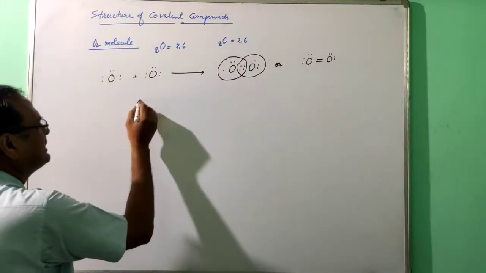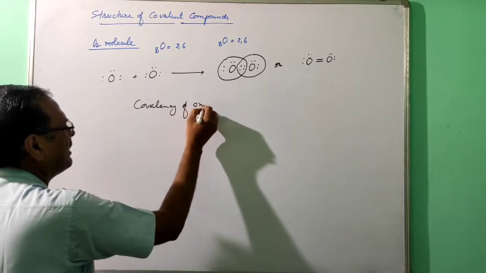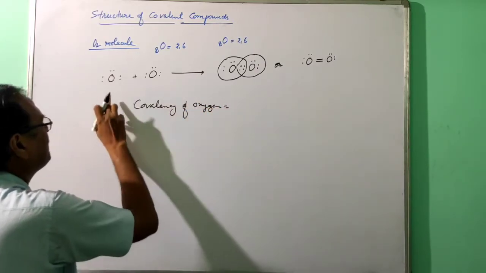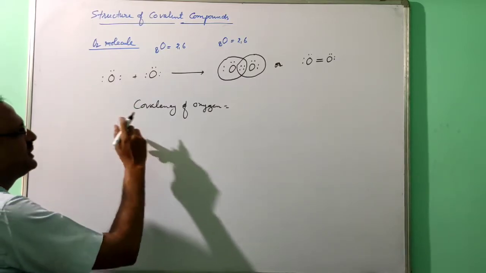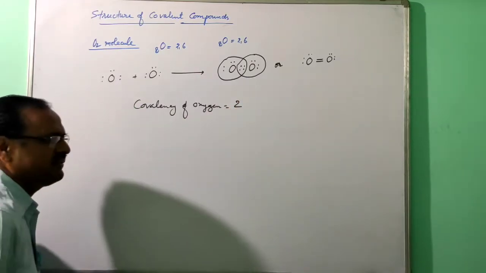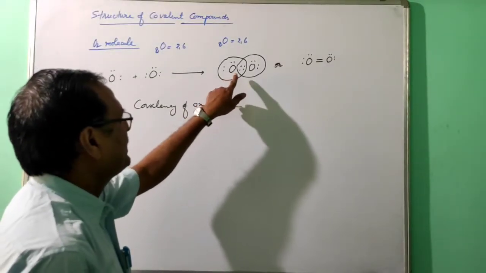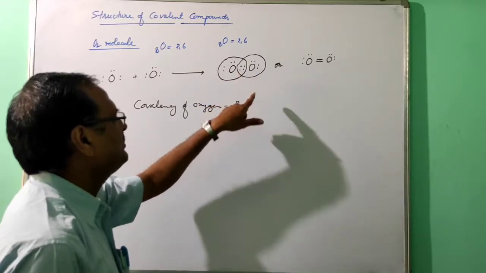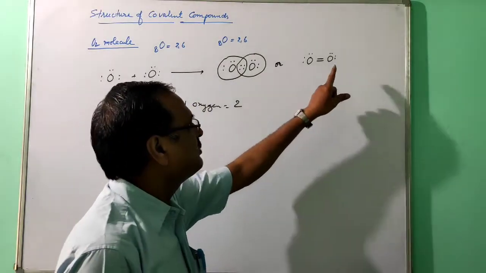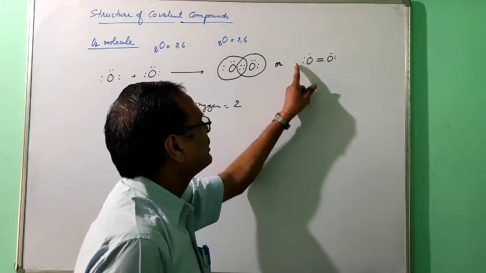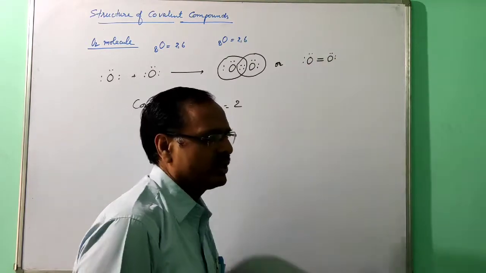Here, what is the covalency? Covalency of oxygen: just to see the number of electrons contributed by each atom in sharing. So one oxygen is contributing 2 electrons. So that's why the covalency of oxygen is 2, or the pair of electrons shared. So 2 pairs of electrons are shared by one atom with the other atom. So covalency is 2. Regarding the lone pairs, just to count: 1, 2, 3, 4. 4 lone pairs, and 2 bond pairs.